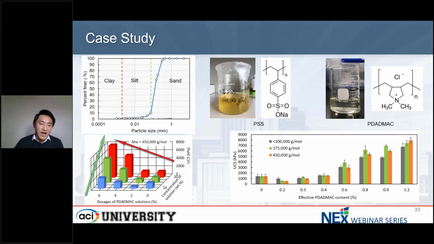So we can find that overall, when you add more polymer product to the soil, the strength will improve. And on the bottom right, this graph shows if I convert all the polymer content to the effective polymer content, we will see a clear trend of how the strength will develop with the polymers. And also we can see that we actually didn't add much polymer product to the soil.